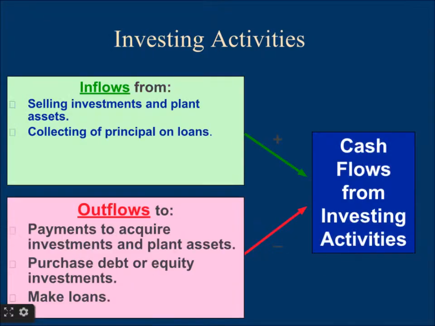Let's see investing activities. In investing activities, inflows come from selling investment and plant assets, and collecting principal on loans. And outflows happen due to payments to acquire investment and plant assets, purchase of debt or equity investments, and making loans. The inflows are added and outflows are deducted, obviously, and these all constitute investing activities.